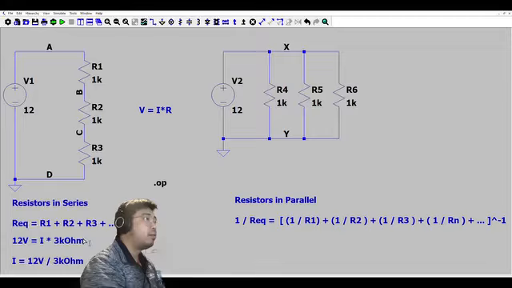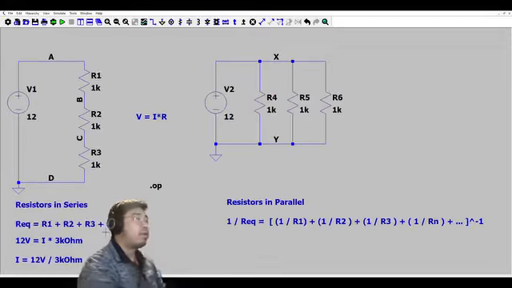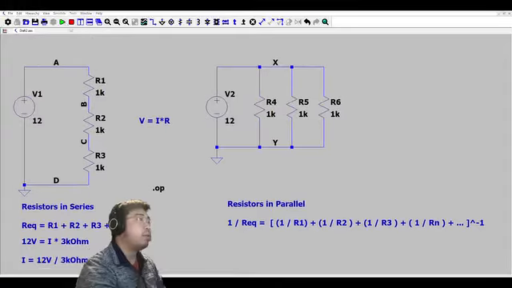Okay? The current is 12 volts divided by 3 kilo ohms, so that's going to be equal to 4 milliamps. Let's see if that's what we get over here. 4 milliamps. The device current I through R1, R2, and R3 is 4 milliamps.